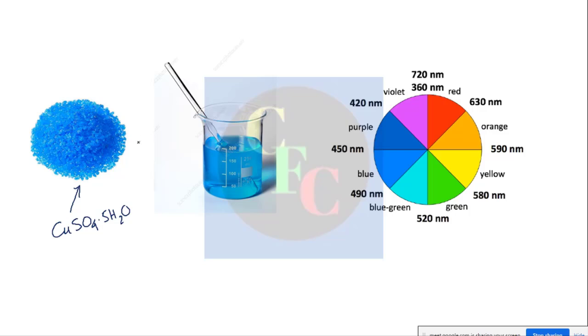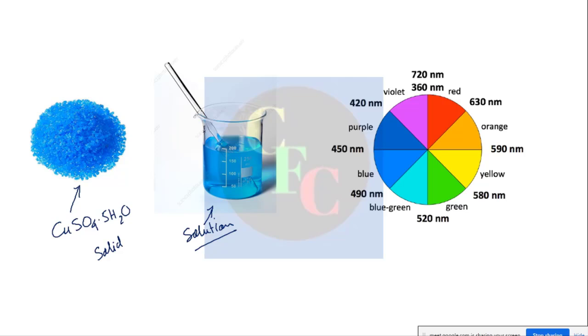Now, not only in solid, if you dissolve it in water, as it is shown here, this is in solution, this is in solid state. Now, in solution also, you see it retains its pale blue color. Now the first question arises: why is it blue in color?